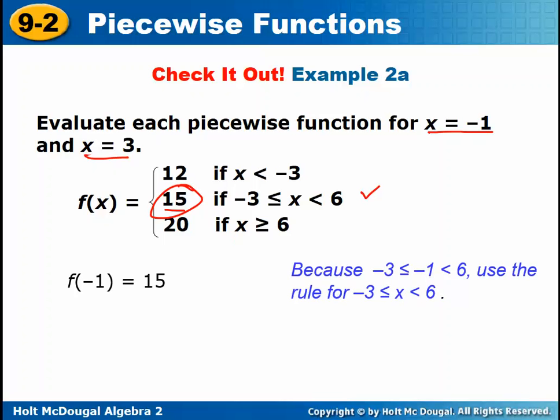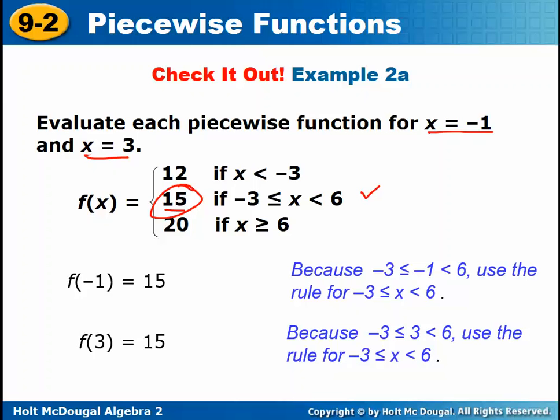Then for f of 4, that is also in between -3 and 6. So it's also going to be equal to 15. There was no math needed there because these were just constants, so we just had to pick the right constant to match the input.